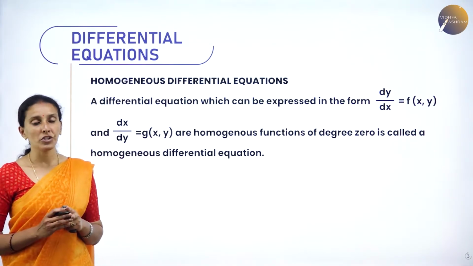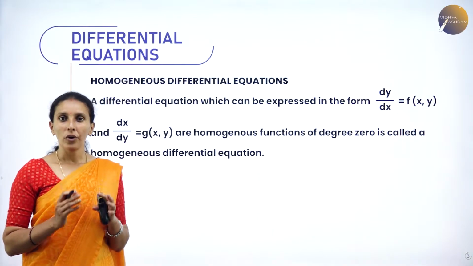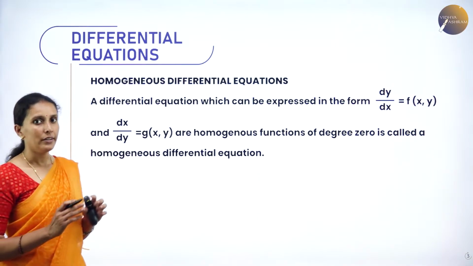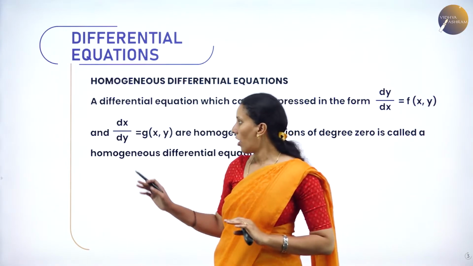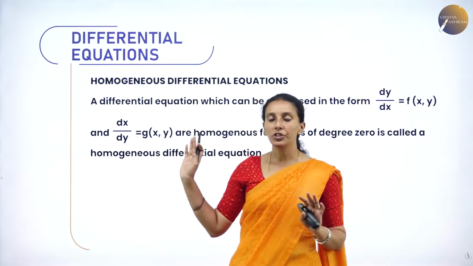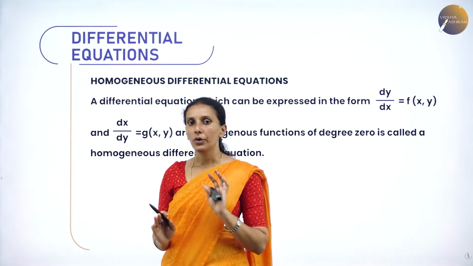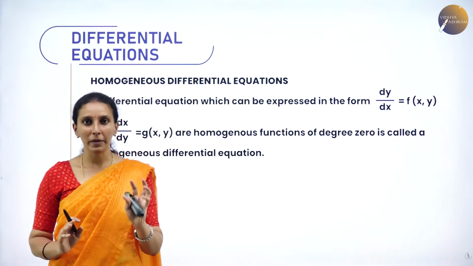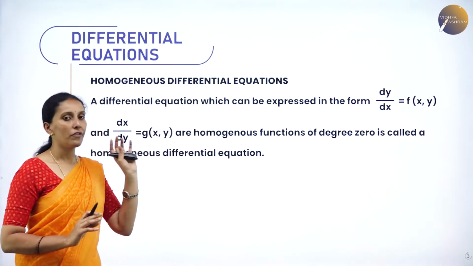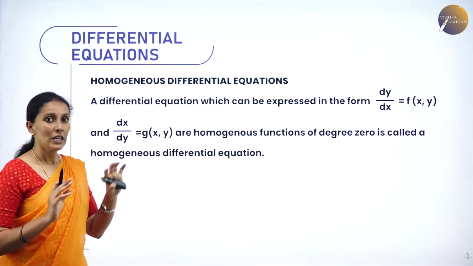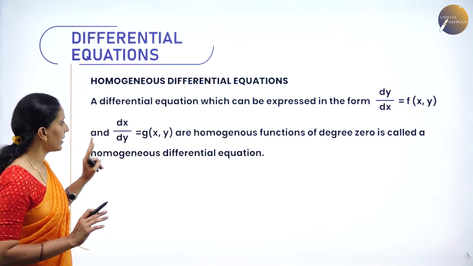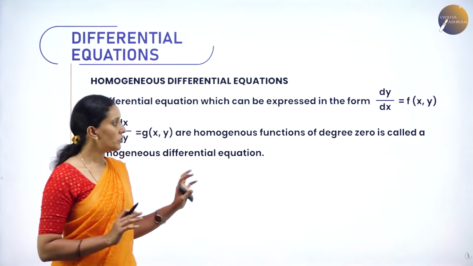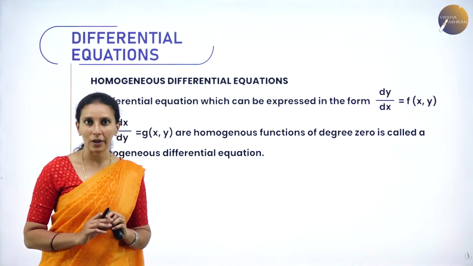So what is a homogeneous differential equation? If any differential equation can be expressed in the form dy by dx is equal to f of x comma y, or dx by dy is equal to g of x comma y, where the derivative can be expressed in dy by dx or dx by dy, they are called homogeneous functions of degree 0.